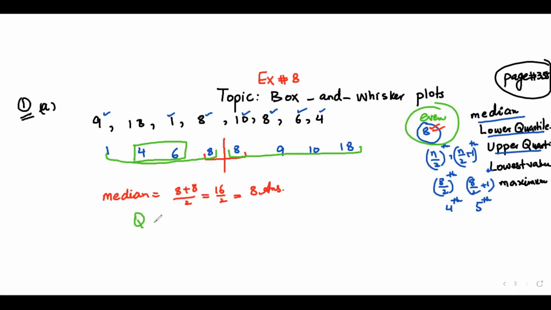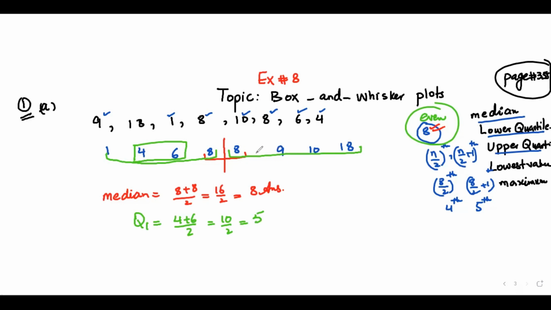So my Q1 is equal to 4 plus 6 divided by 2. So this is 10 over 2. My Q1 is 5. Q1 is 5. The same thing I have to do with the upper quartile.